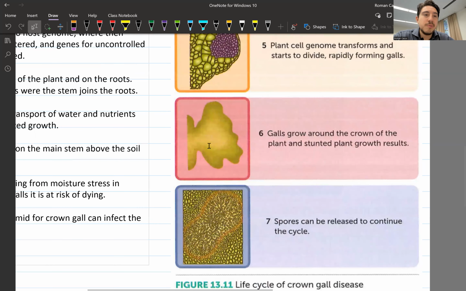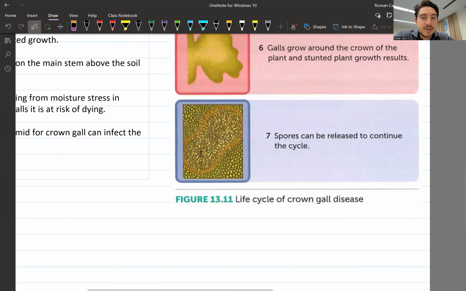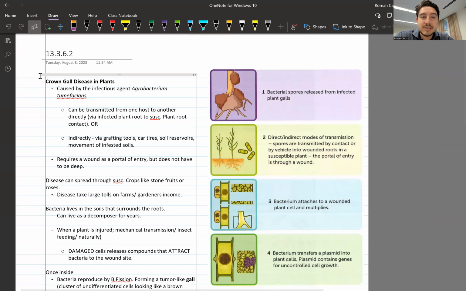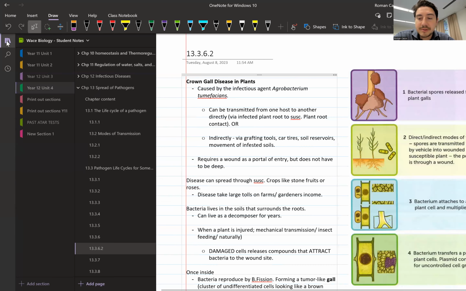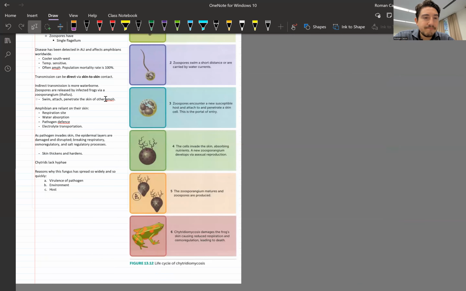And then if you were to zoom out, just to see where that mass is forming in the root, basically something like that, and then you just have the terrible plant growing, inefficient. And then this gall produces new spores, which can get liberated and ultimately continues the cycle there. All right, so that's in terms of crown gall disease in plants, a bacterial pathogen. So this is the last one that I wanted to talk about in terms of pathogens. And now I want to continue on with fungi.